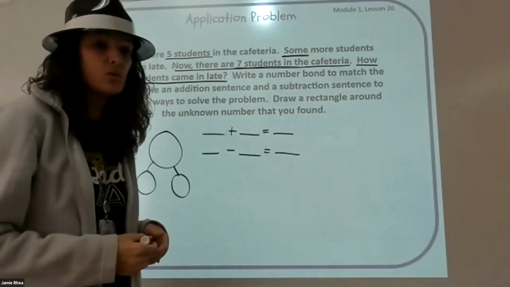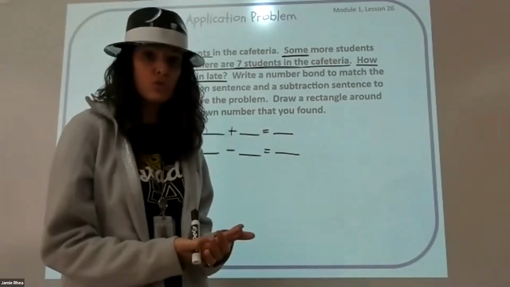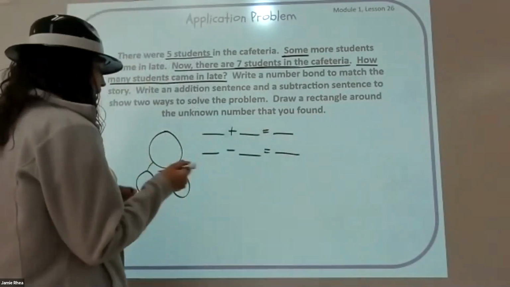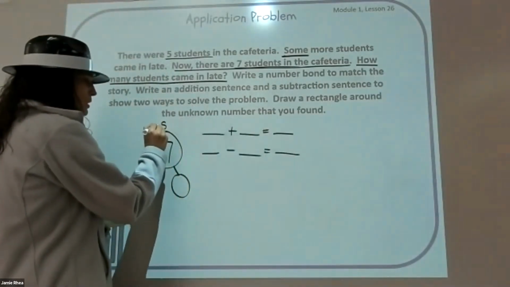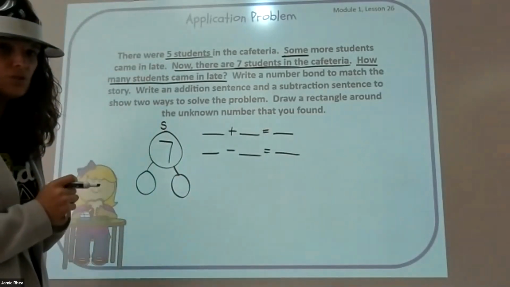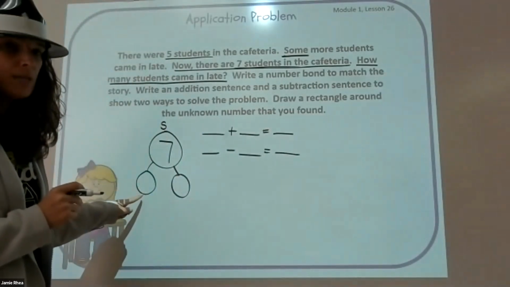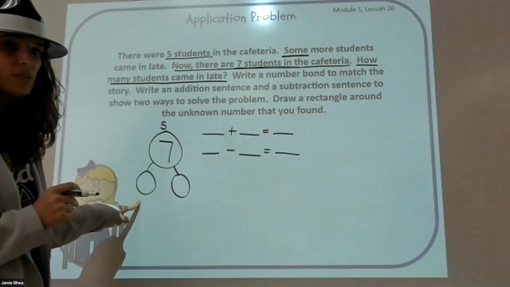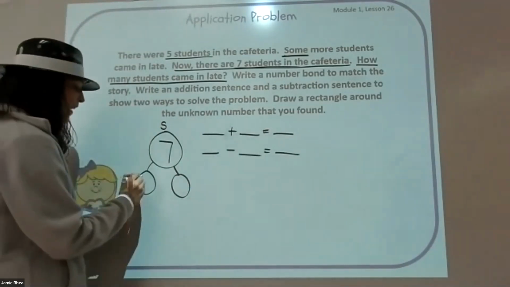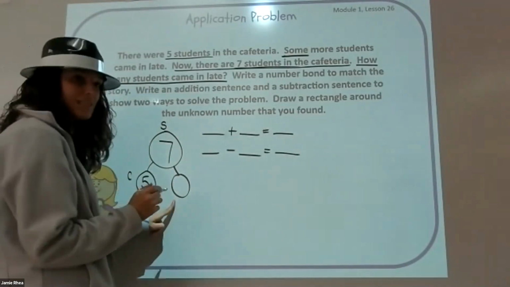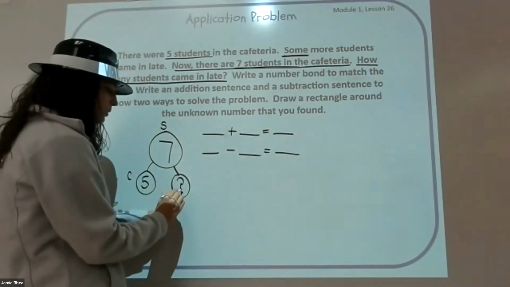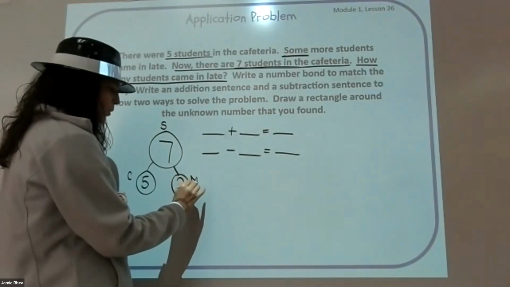That 7 is going to represent the total number of students in the cafeteria. So I'm going to say there are 7 total students in the cafeteria. Students. Okay, 7 students. How many did I have to begin with in the cafeteria? We had 5 in the cafeteria. And then some more that came with us. I'm going to put M for more.